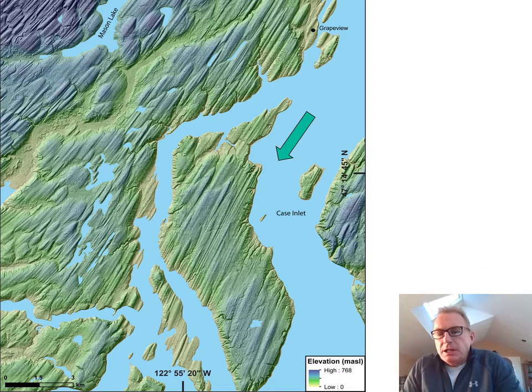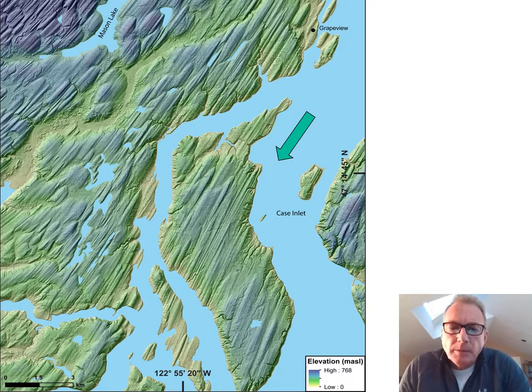And this is a LiDAR image from near Seattle. And again, exquisite detail of the bed of the former Puget Sound ice stream. And you can see drumlins, you can see grooves, you can see MSGLs. So this is what a fast-flowing ice sheet does to its bed.